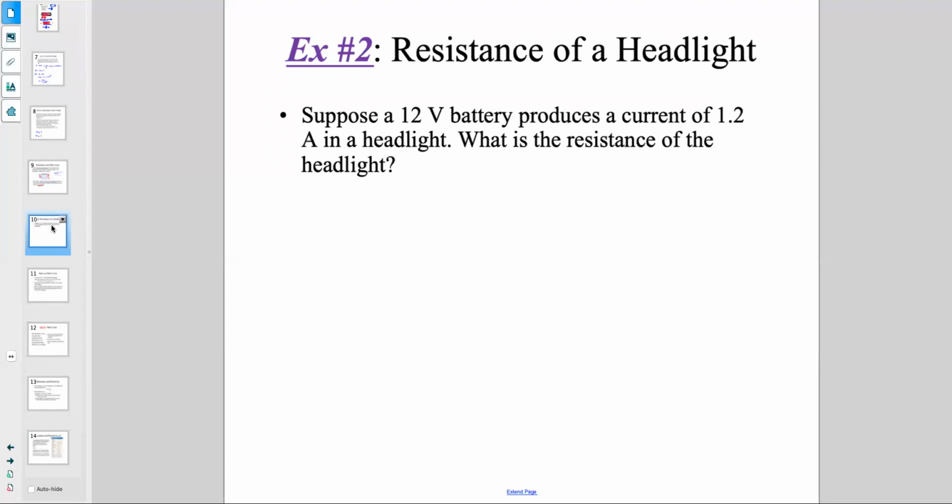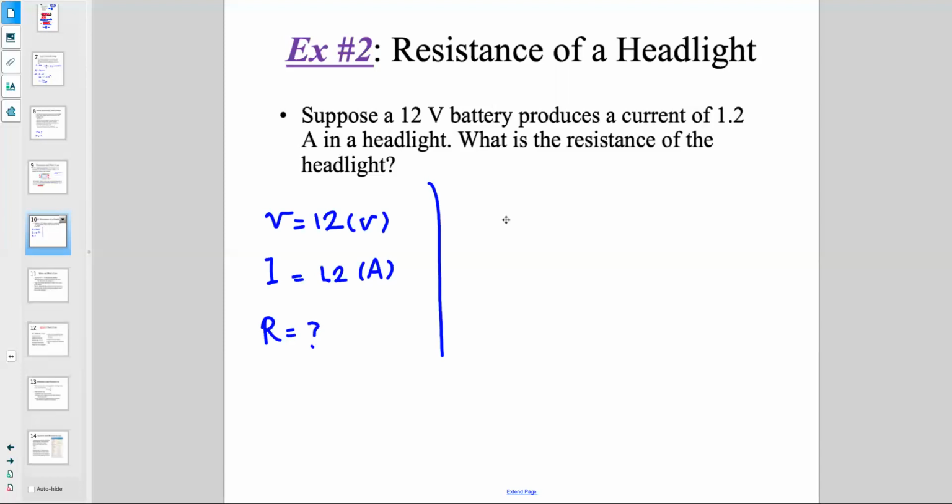So suppose a 12-volt battery produces a current of 1.2 amps in a headlight. What's the resistance of the headlight? Let's write down what we have. We have a 12-volt battery, so the voltage is 12. It produces a current of 1.2 amps, so I is 1.2 amps. And we'd like to know what the resistance is, R.